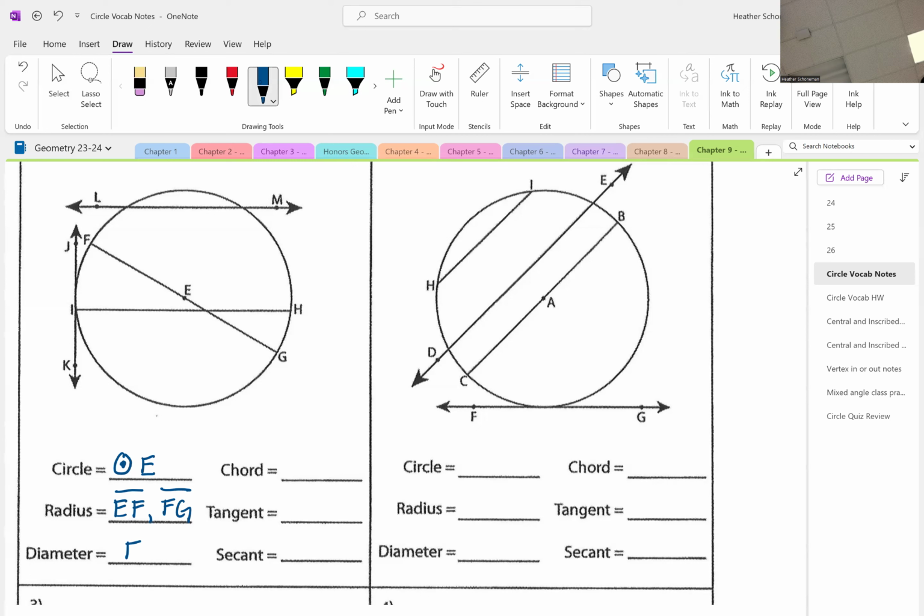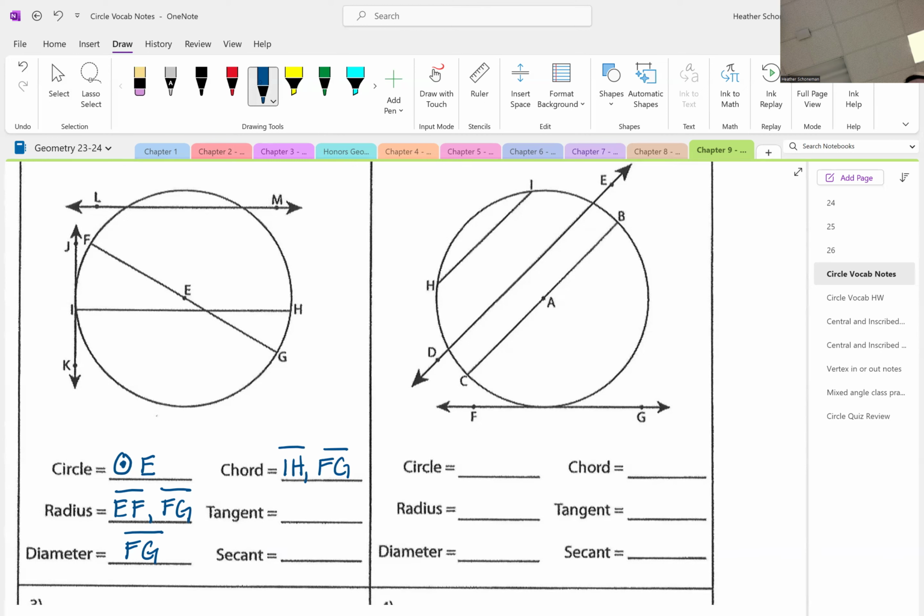Our diameter is FG. Okay, a chord starts and stops on the circle. So for this picture, the chord was IH. But it can also be FG because remember, a diameter is a chord that goes through the center. So by definition, a diameter is always going to be a chord. A chord will sometimes be a diameter.